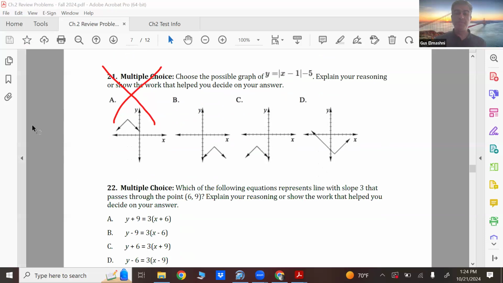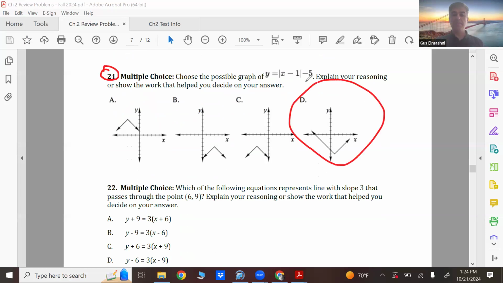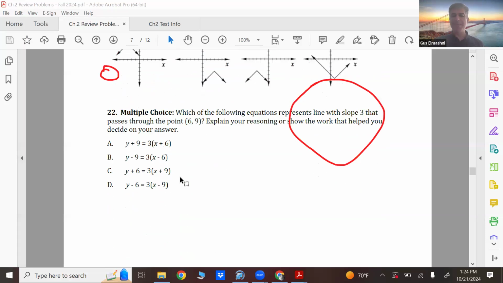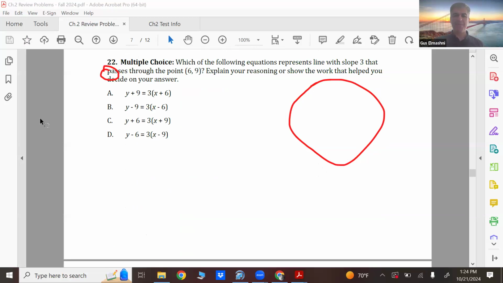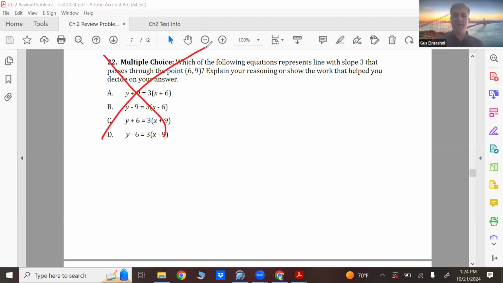21. That you should know. What choice would it be? So you're going 1 right, 5 down. So it's D. Good. Yep, D. 22 is easy. I'm not asking on the test, so don't. I mean, you should know that, but it's not on the test, so I'm not asking that.